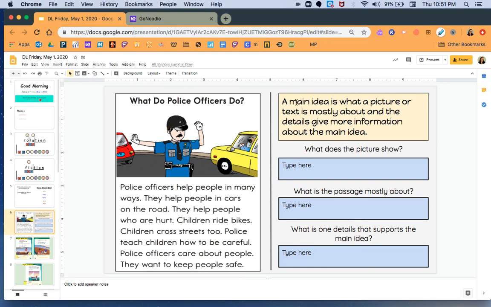So remember, we're going to talk about main idea. So what do you think the main idea of the story is about? Well, let's read it again. Let's think about what is the story really trying to teach me. Here we go. What do police officers do?